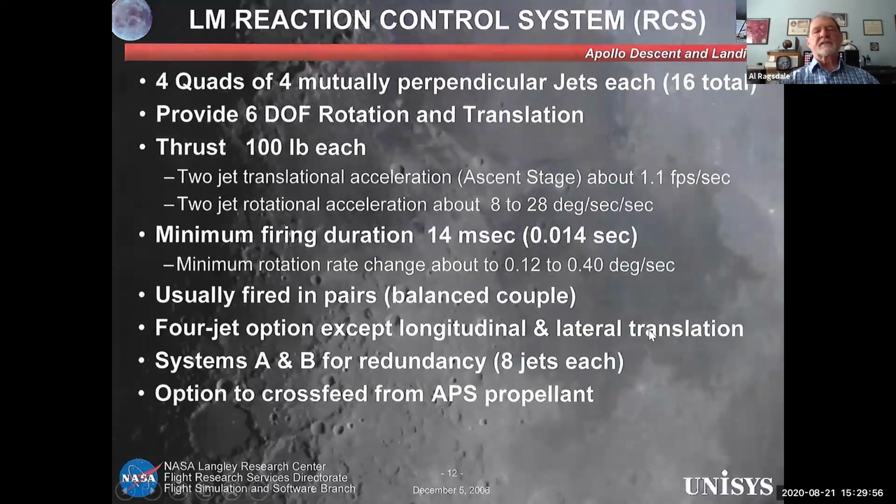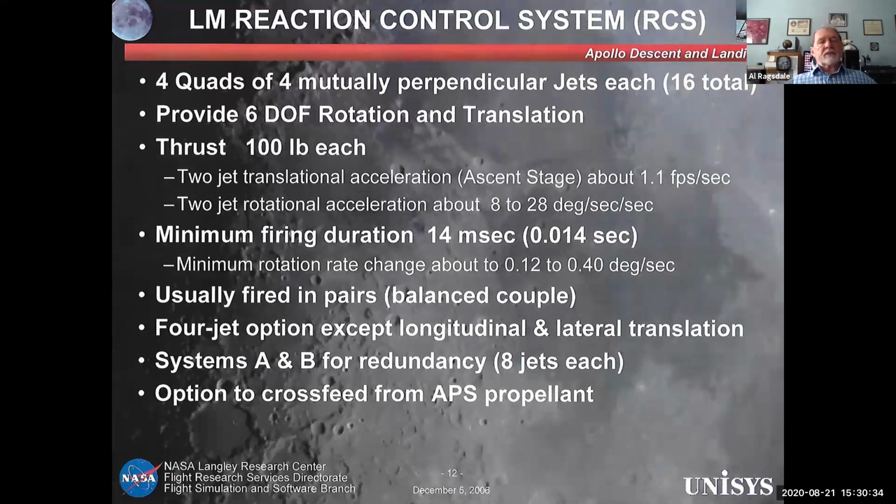The reaction control system: if you can see it on this model, these little quads on the four corners of the vehicle, there and there and there and there. They were mutually perpendicular, 4 jets in each quadrant pointing up, down, forward, and to the side. They provided 6 degrees of freedom, rotation and translation. Each jet had 100 pounds of thrust. So firing 2 jets would accelerate you at about 1.1 feet per second.